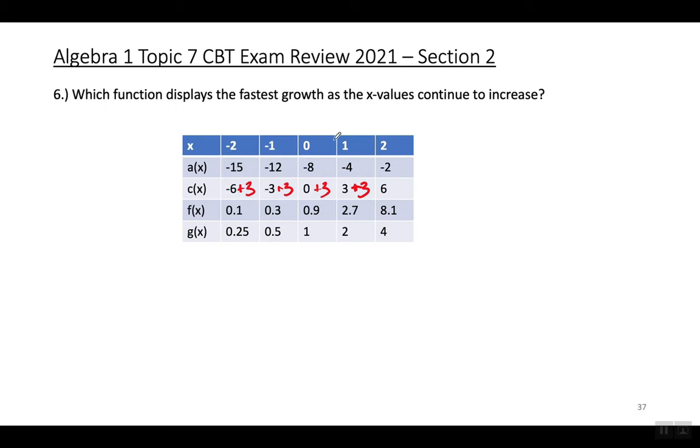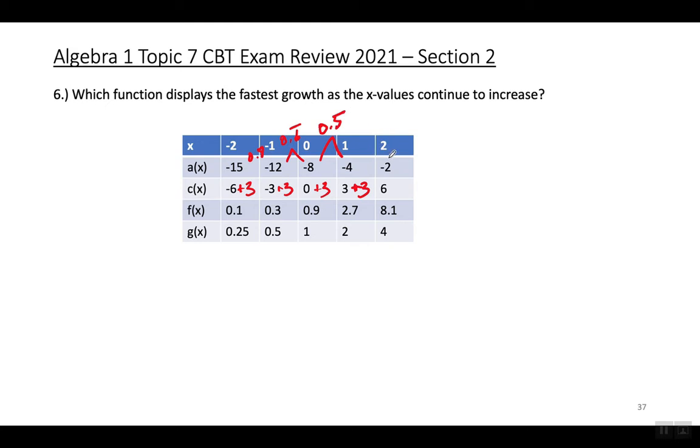If you look at A of X, and if you divide negative 12 by negative 15, you get 0.8. So this times 0.8 gives you 12. 8 divided by 12. This times 0.6 repeating. They're being multiplied by different numbers on A of X. 4 divided by 8 is 0.5.